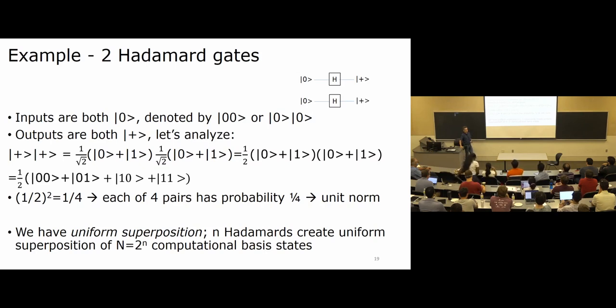What about the amplitudes? The amplitude of each of these is half. They all have the same uniform amplitude. It's a uniform superposition. And when we square the quantum amplitude, we get half squared is a quarter. And we have four terms. Each of them with probability a quarter gives me one. And that's fine. This is unit norm. Good. So this is a uniform superposition over two qubits. Two qubits have two squared states, length four. And we have a uniform superposition. And if we had n qubits and we applied n Hadamards, we would have a uniform superposition over capital N, 2 to the 500 computational basis states.